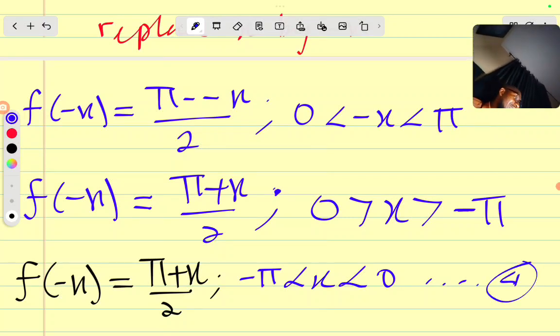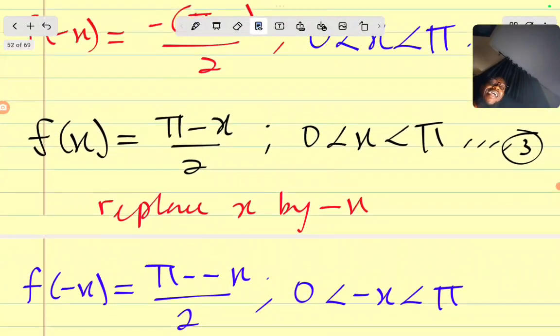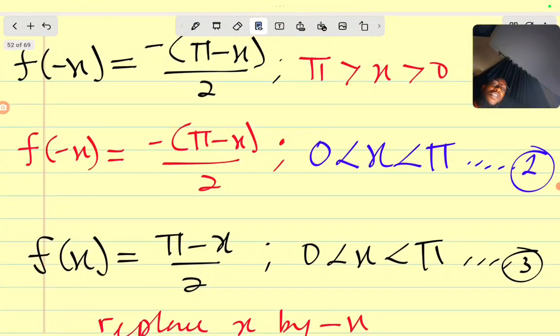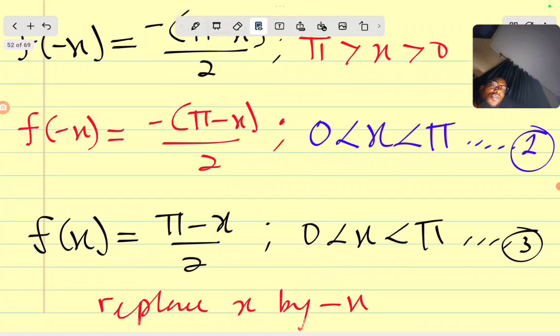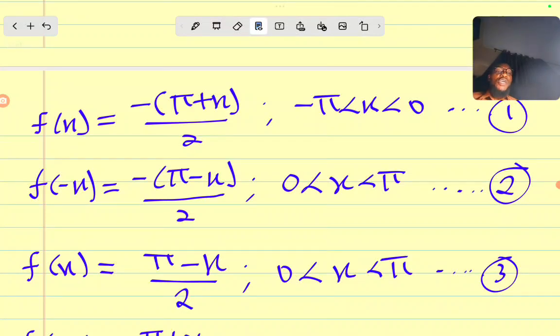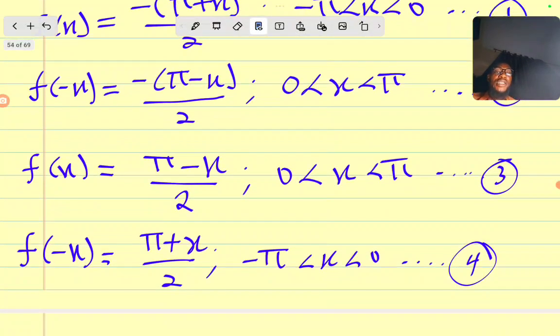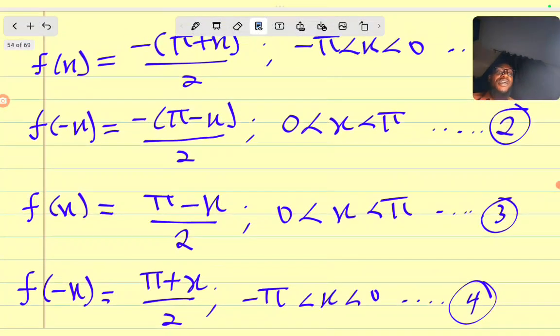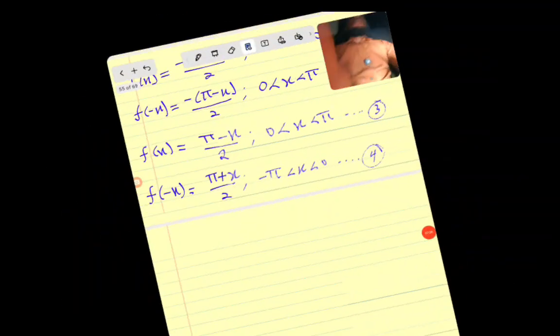So the next thing that I'm going to do now is to write out all the 4 equations that I have above: equation 2, equation 3, and equation 4, so that we can compare whether the function is even or odd. Let me write out the given equations, which are equation 1, equation 2, equation 3, and equation 4. If you look at this carefully, let me try to flip my tab.